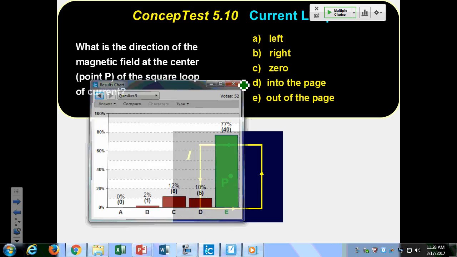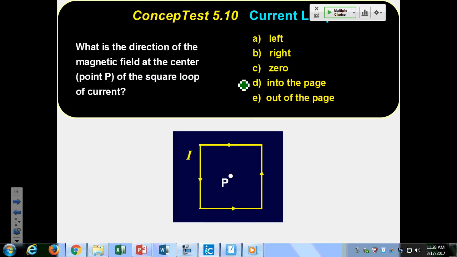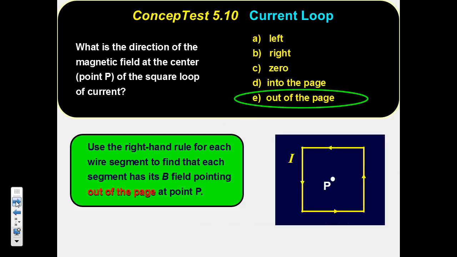Okay, good. E is right. I can do my right hand rule again. Thumb in the direction of the current, into the page, out of the page. So this device has out of the page, or into the page over here, and out of the page in the middle. All right. I think that's the last one.